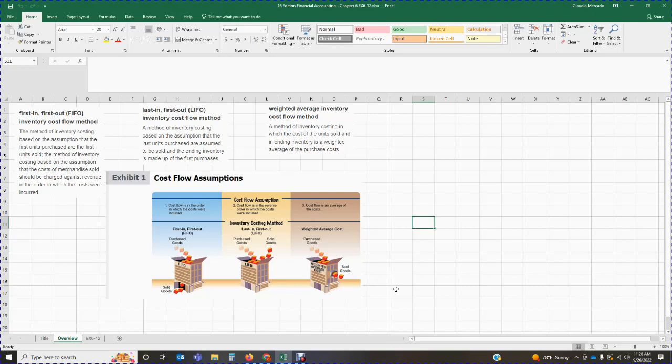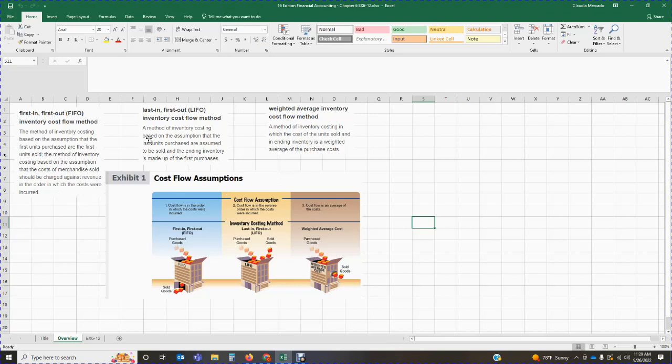So, FIFO, first in, first out. This is the method of inventory costing based on the assumption that the first units purchased are the first units sold. So, the first units in are the first units out. That's what FIFO stands for. And this method of inventory is based on the assumption that the cost of the merchandise sold should be charged against the revenue in the order in which the costs were incurred.